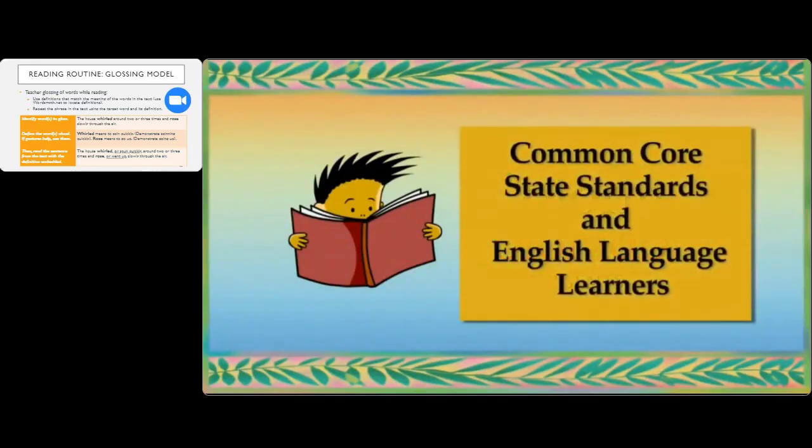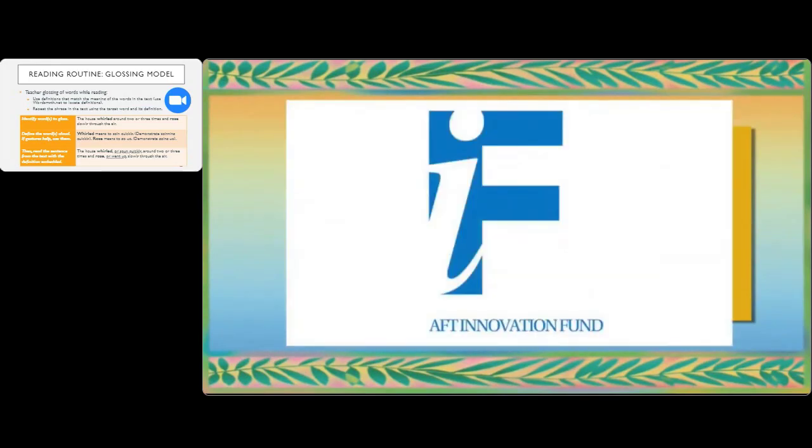Funding for Common Core State Standards and ELLs is provided by the American Federation of Teachers Innovation Fund.